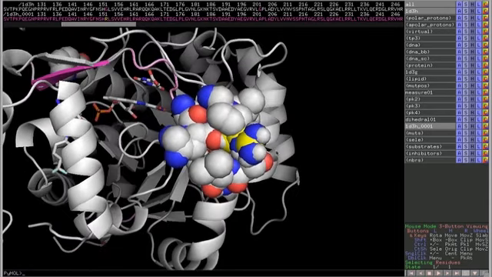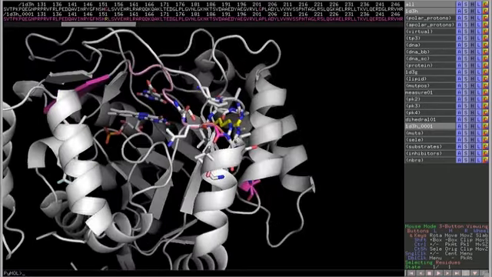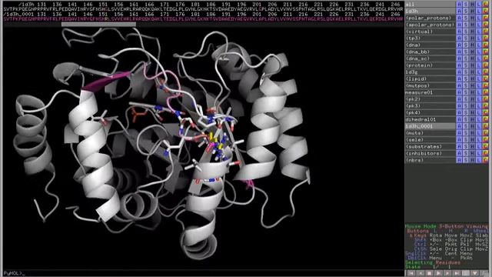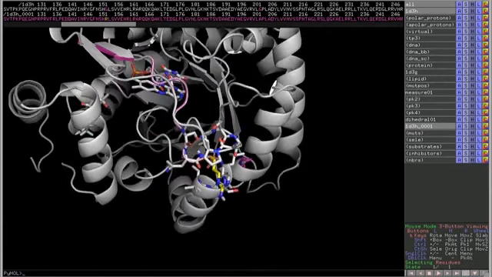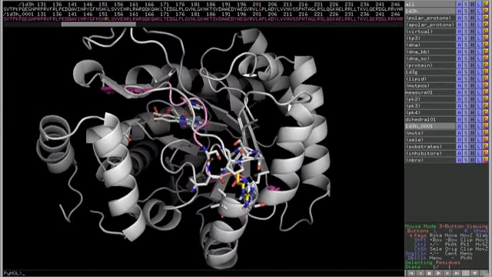Okay, so we modeled the mutants. Let's go ahead and get rid of the spheres. We talked about the overall backbone, the cofactors. Maybe those are the main points that we want to look at here on the screen.